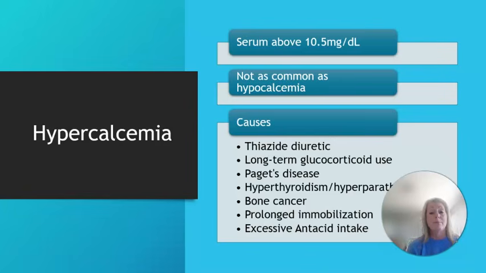It can cause hyperparathyroidism. So if they have hyperparathyroidism, that means that, remember those 4 little parathyroids in the gland up here, they're hyperactive and overacting and causing you to release too much calcium.